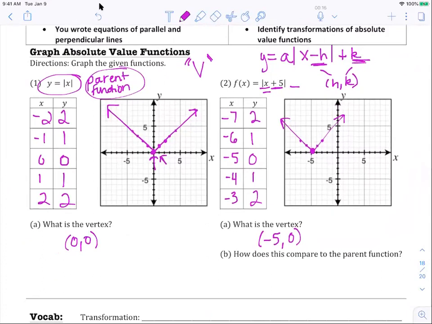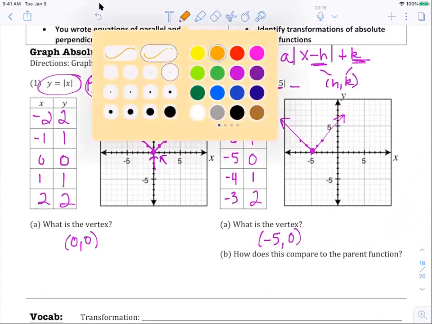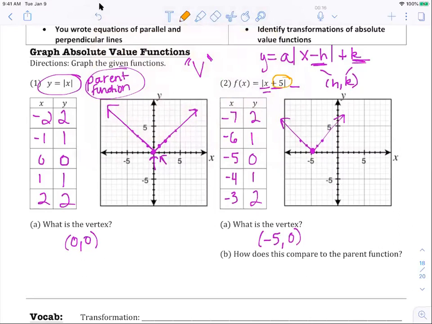Now, in terms of the parent, how does this compare? Well, really the only thing we changed was we added a 5 on the inside. And where did the graph go? Well, the vertex used to be at 0, 0, and look where it moved. It moved basically left 5. Anytime you start adding in numbers in certain places, this is what we call a transformation.